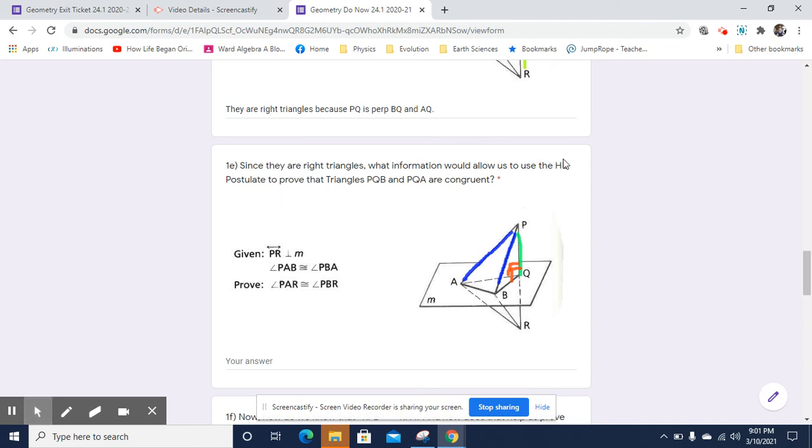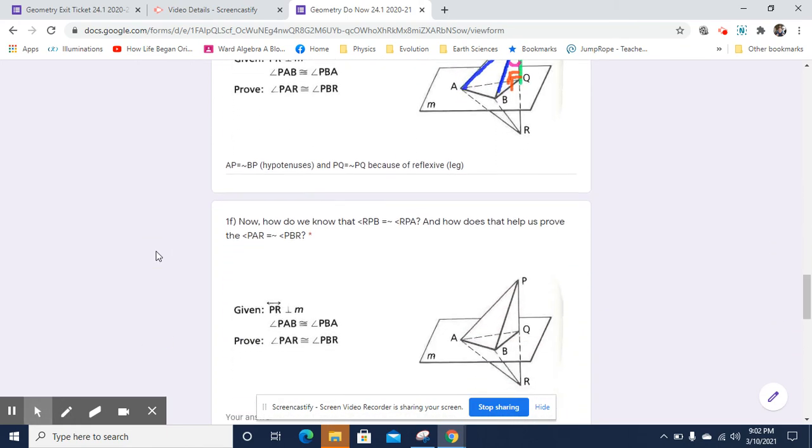Since they're right triangles, what information will allow us to use the hypotenuse leg? Well, the hypotenuses: AP being congruent to BP. And PQ being congruent to PQ because of reflexive gives us a leg. Now that we have all of that, we're going to be able to ultimately prove the last bit. So I'm just going to label that a little bit. We are going to know that this angle here is congruent to this angle here as well.